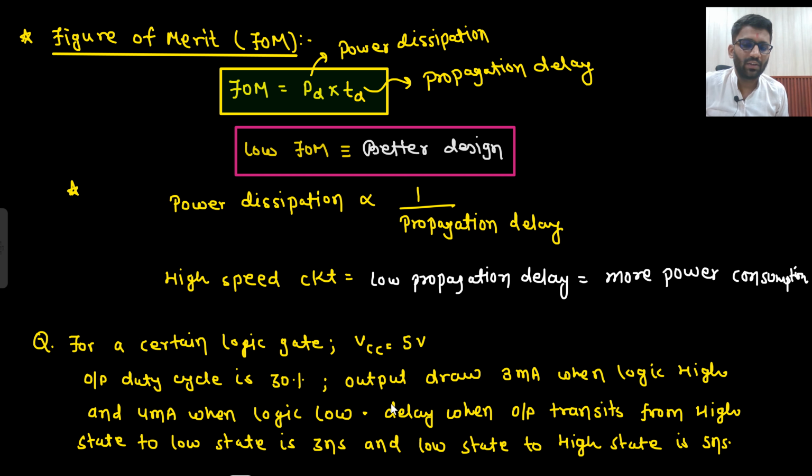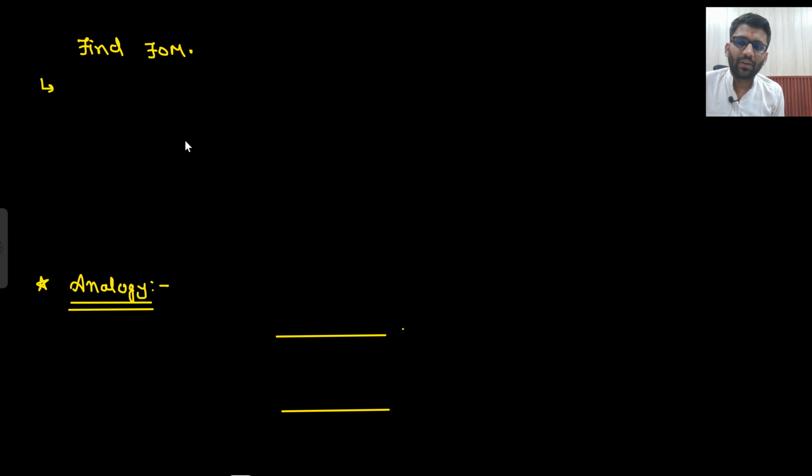Let's solve a question. In a certain logic gate, VCC is 5 volt. You need to find the figure of merit. Output duty cycle is 30%. Output draws a current of 3 milliampere when logic high, 4 milliampere when logic low. So let's find the power dissipation first. What is that? VCC into IC average.